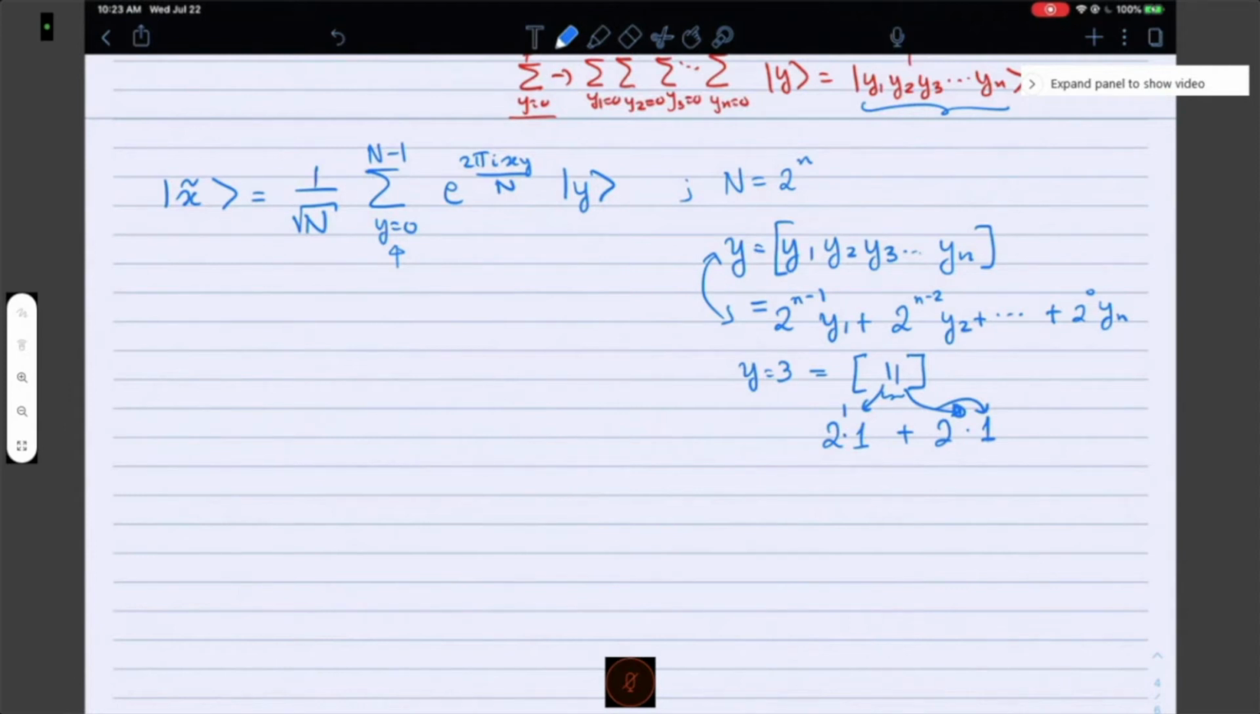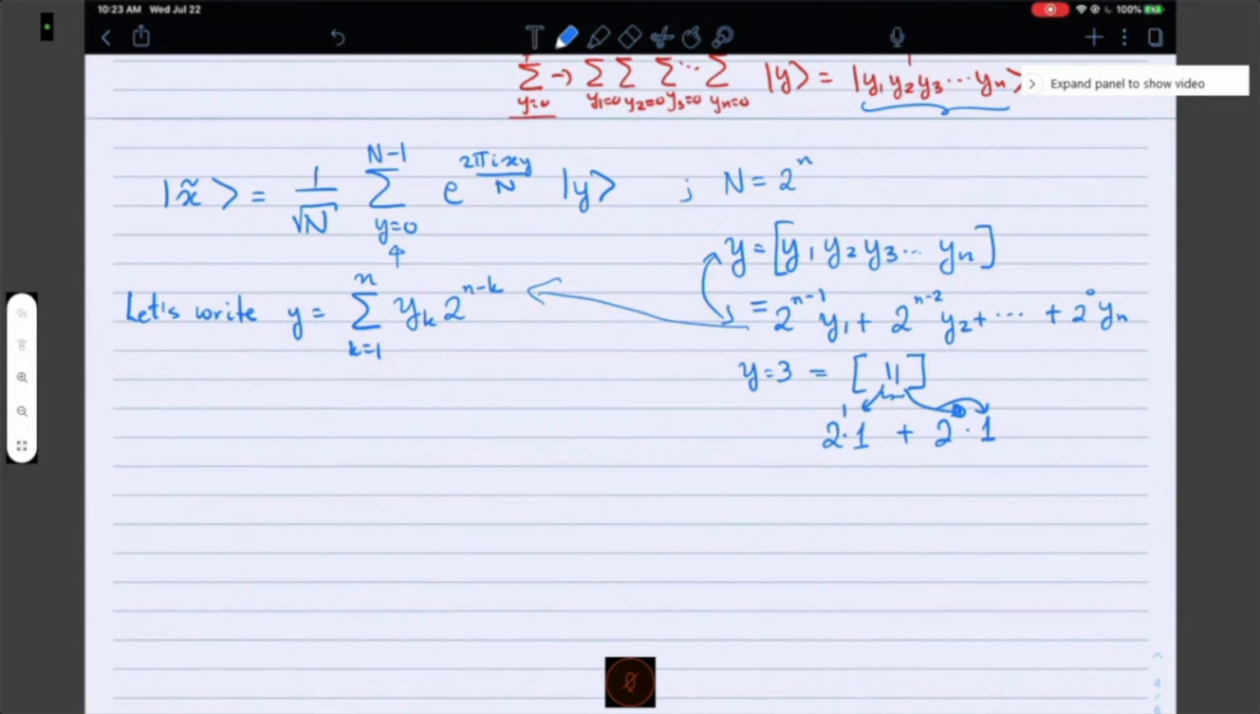Okay, so let me make that a bit more explicit. Let's write y to be the sum from k equals 1 up to n, yk, so now it's in binary form, times 2 to the power of n minus k. That's exactly what you see here, written out in a more compact form.